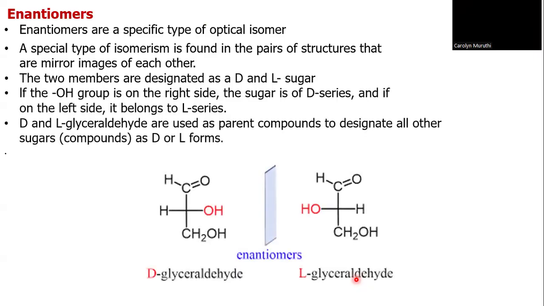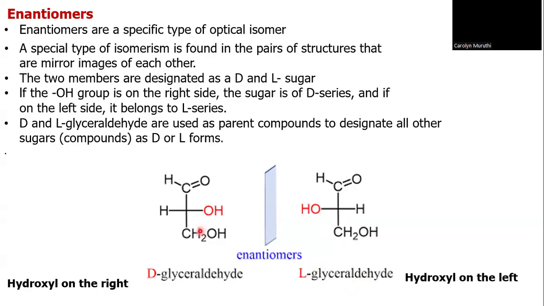Looking at glyceraldehyde, which we said is a reference monosaccharide for all other monosaccharides, if the OH on the asymmetric carbon is on the right, the sugar is of the D series, and so this compound is D-glyceraldehyde. On the other hand, if the hydroxy on the asymmetric carbon is on the left side, the compound belongs to the L series, and therefore it's known as L-glyceraldehyde.